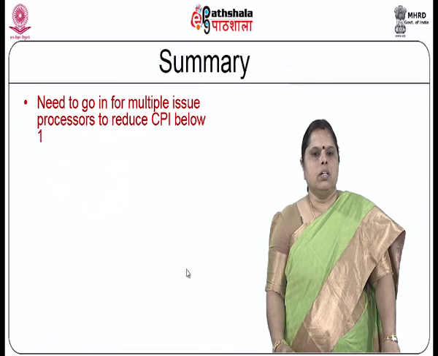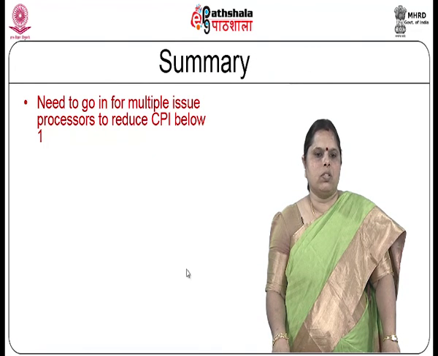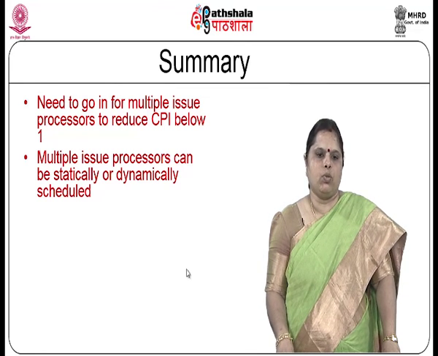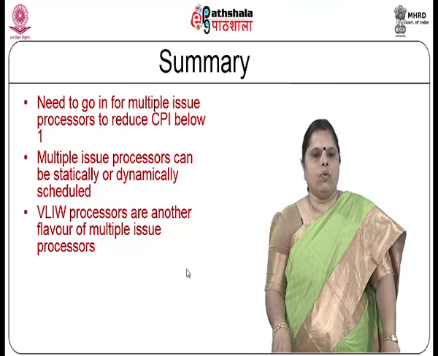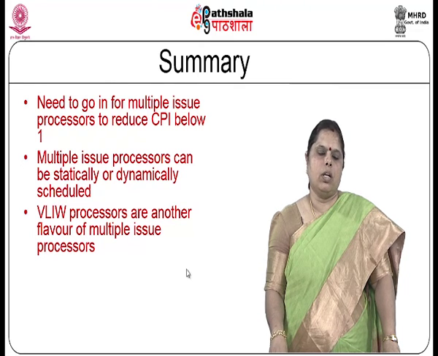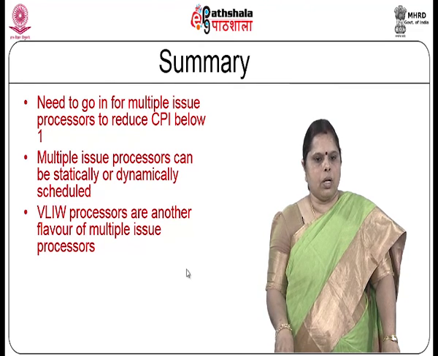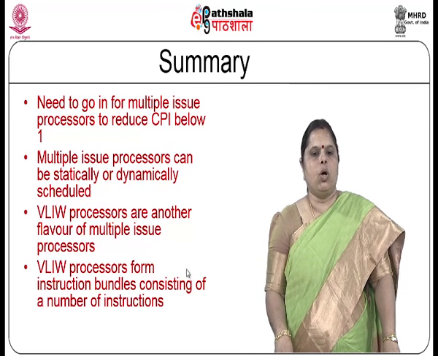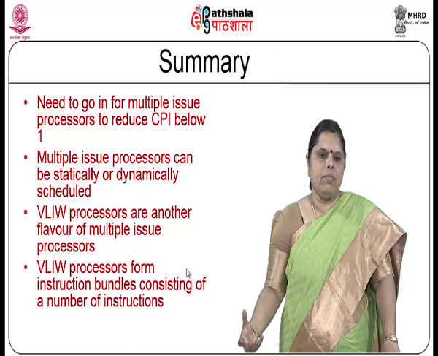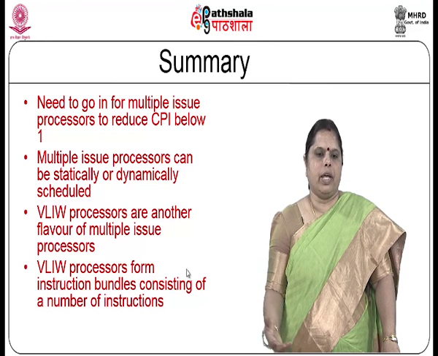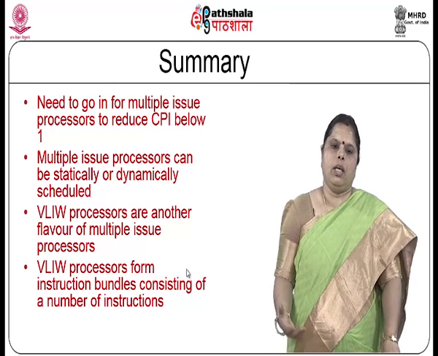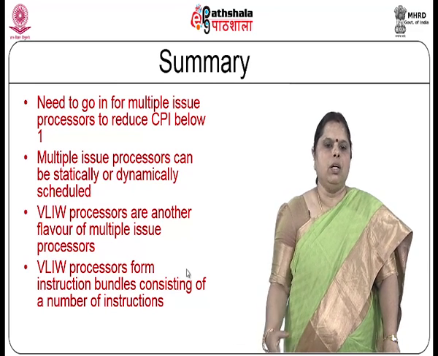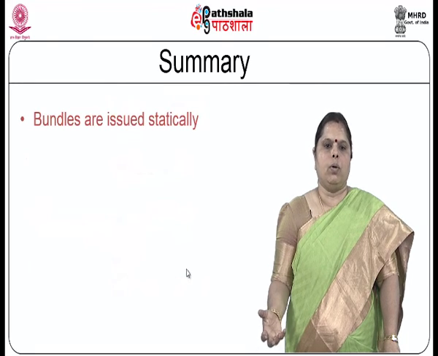So, to summarize, we have looked at the need for multiple issue processors. We have looked at the second flavor of multiple issue processors, namely the VLIW style of architectures. In the case of your VLIW style of architecture, the hardware is not so complex. The compiler becomes more complex because the compiler is responsible for uncovering parallelism. What the compiler does here is it identifies independent instructions by using different techniques like loop unrolling, software pipelining, predication and all that, and it forms the independent instructions into predefined bundles. These bundles are issued into the hardware for execution.